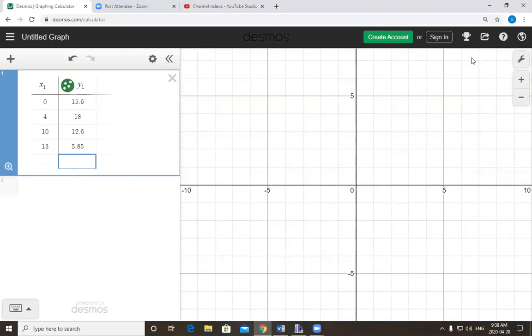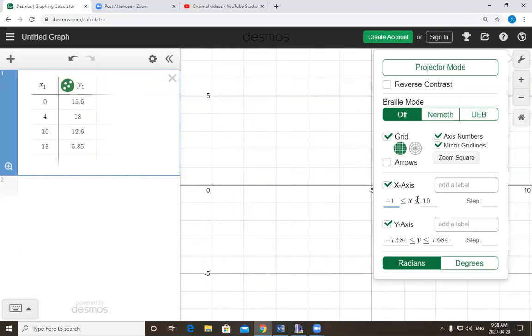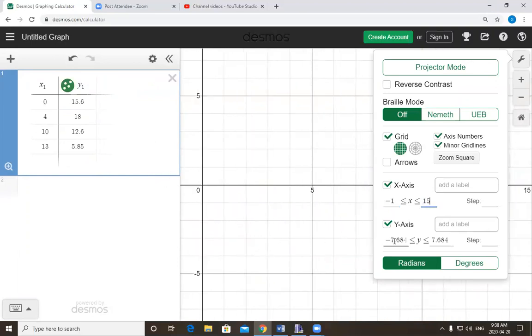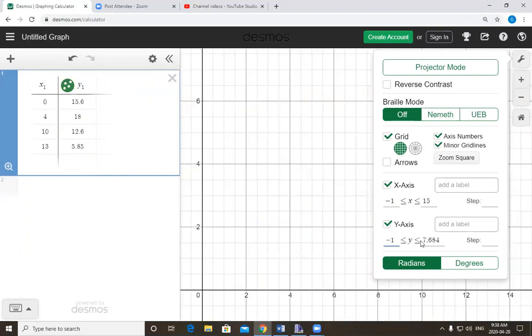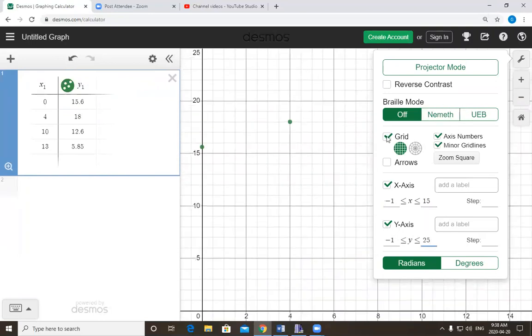So we're going to scale our X and Y axis. So we'll say our X axis minimum of -1, and we'll make it go to 15. And then our Y will start from -1, and we'll set it to 20, maybe 25. Okay.